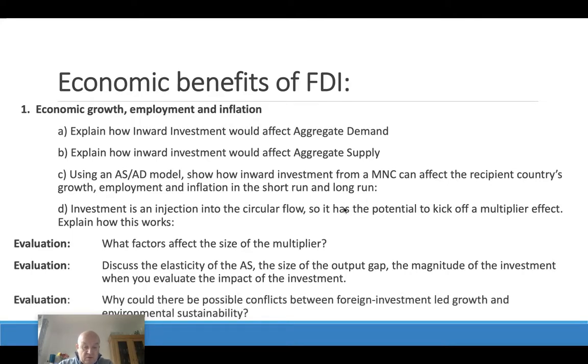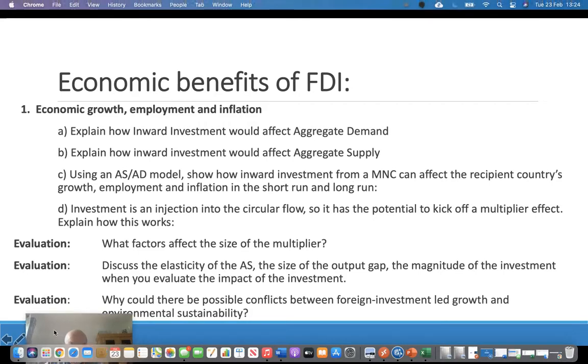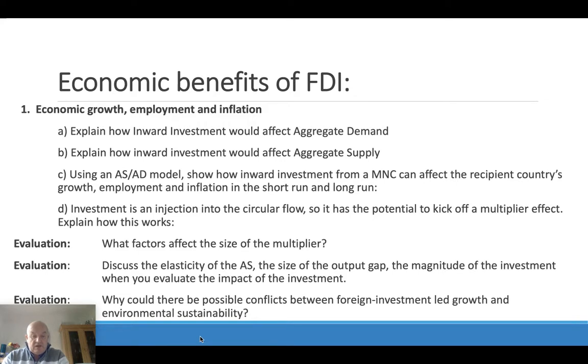And another example of an extra piece of evaluation, so going very heavy on the evaluation. Now clearly, if you're talking about a 25-mark question, then that is where you're going to get great value from evaluation. Okay, so other things that we could talk about, there could be some possible conflicts between foreign investment-led growth and environmental sustainability, because maybe those foreign investors may not be quite as environmentally aware as you would want them to be, or they might be using the fact that where they're investing is not quite so health and safety conscious, and that obviously then creates other issues around FDI.